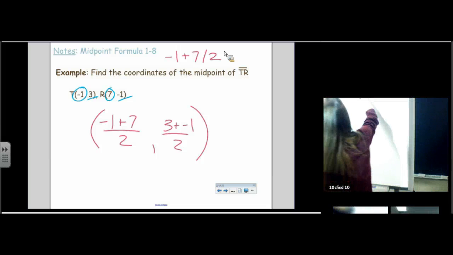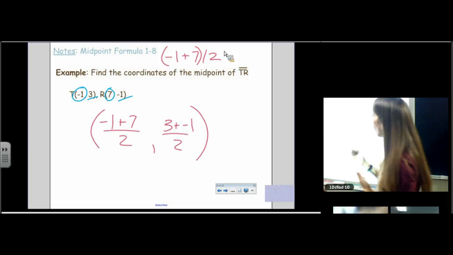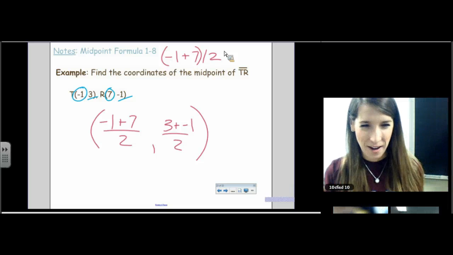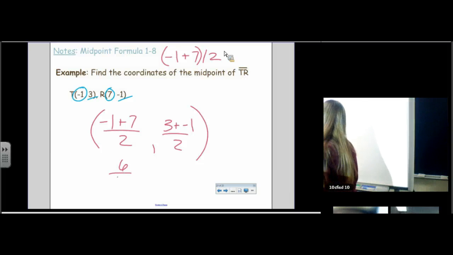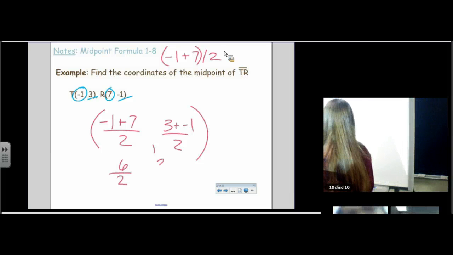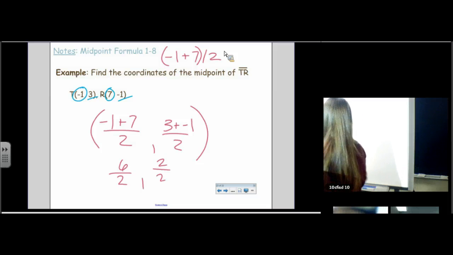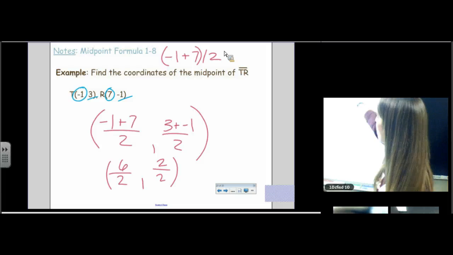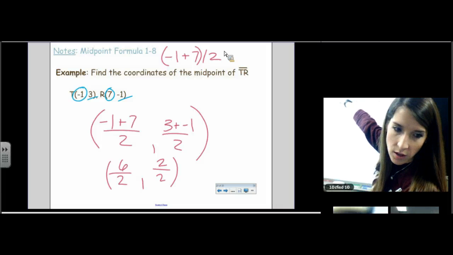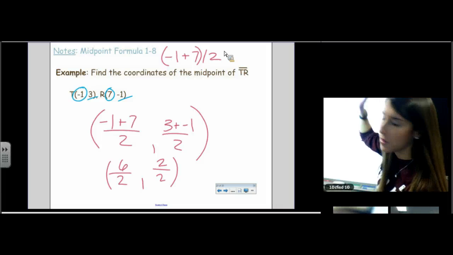So you need to put parentheses around it, or you could just do it in your head, right? -1 plus 7, so that's 6 divided by 2. This one is 3 minus 1, that's 2 divided by 2. And then if you really needed to, you could go to your calculator. But make sure you put parentheses around the numerator. Put parentheses around the numerator.